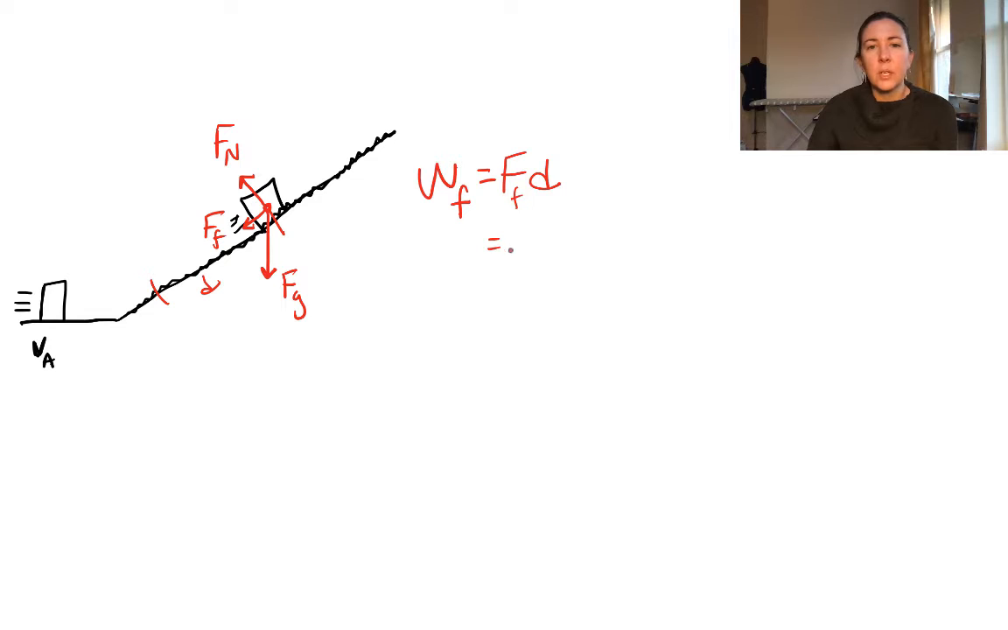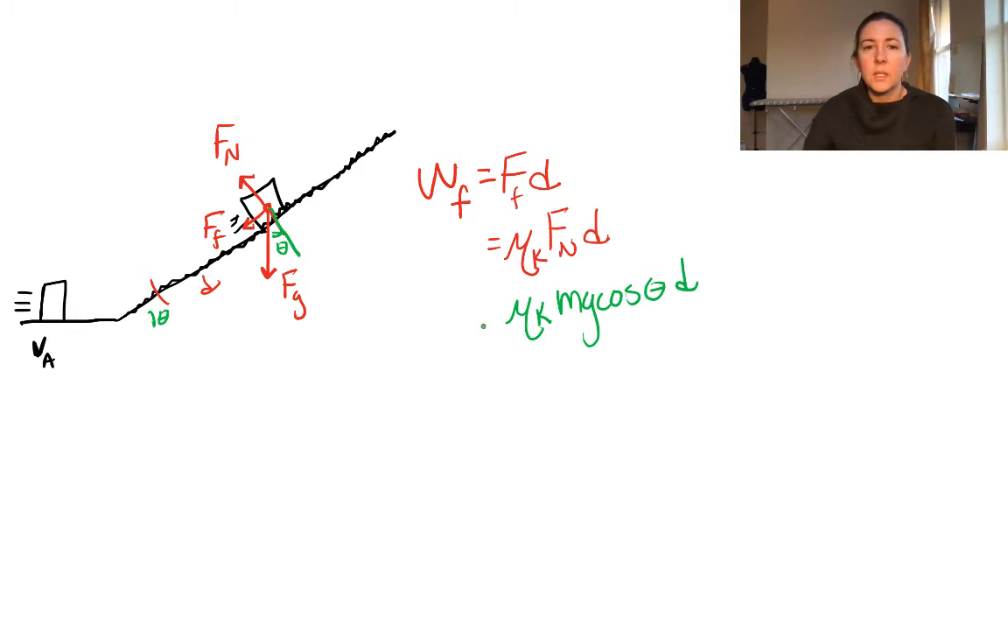But the force of friction is always going to be mu sub k times the normal force as the block is moving. But we need to figure out what that normal force is. And so if I look at this, the normal force will be equal to this side of my triangle. So this is theta. So the normal force, the adjacent side, will be equal to mg cosine theta. So this will be the work done by friction.